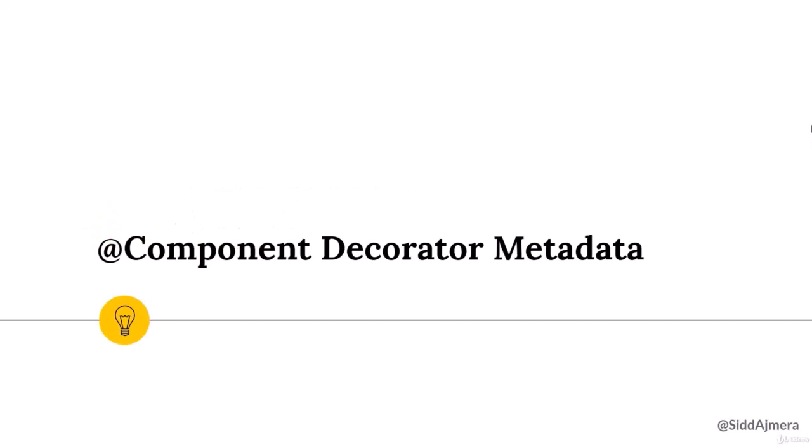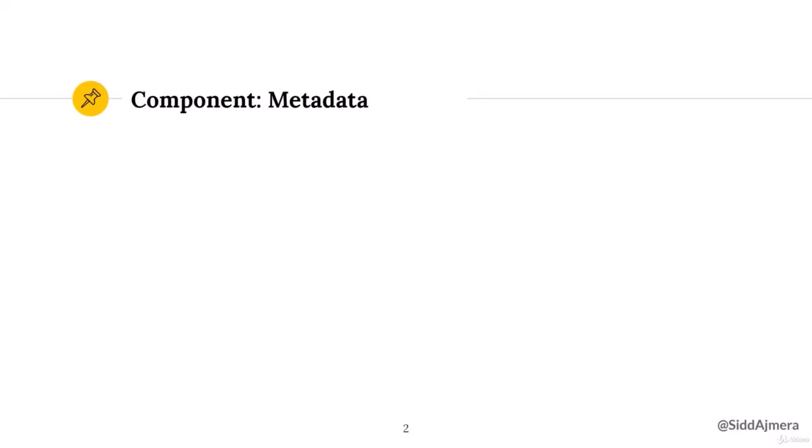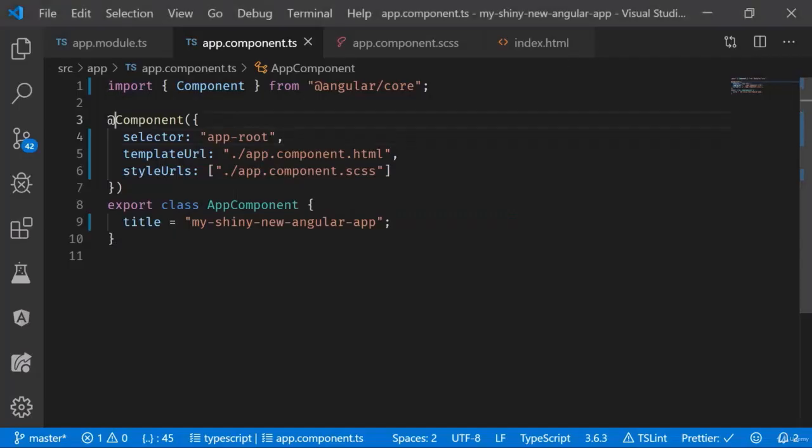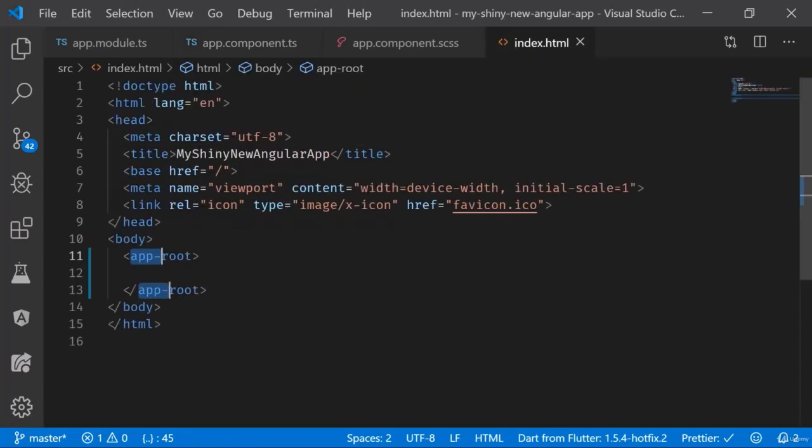Alright, so in the last video we saw what this component decorator is and what the metadata is all about. Let's quickly now examine what all the properties are that this metadata object has. So the first property is selector, and this is the CSS selector that actually identifies this component in the template. So we see this component decorator, and here's the selector property. The selector property right now corresponds to app-root, and this is the exact same tag that we have used inside the template, which is the index.html.